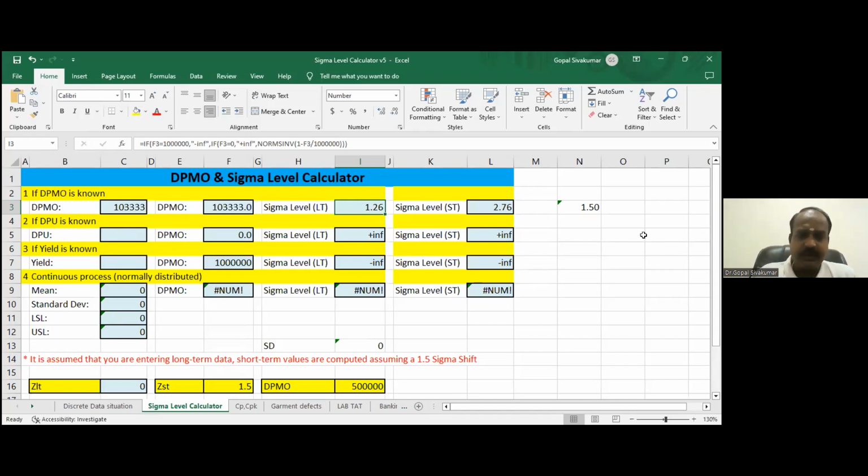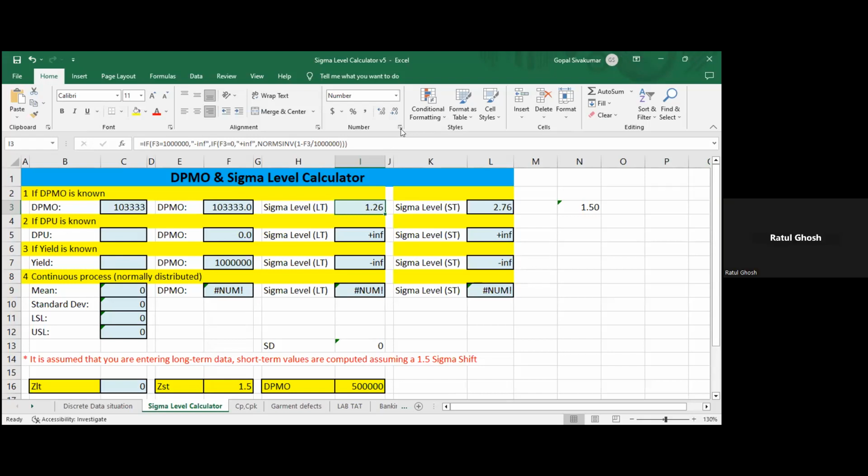But see here, in our case, we discussed the GEMS chocolate. We found that the sigma level is very, very bad, isn't it? Look here, sigma level is 2.76 short term and 1.26 long term, very bad. But how about the GEMS business? Is it selling well? Yes, indeed.